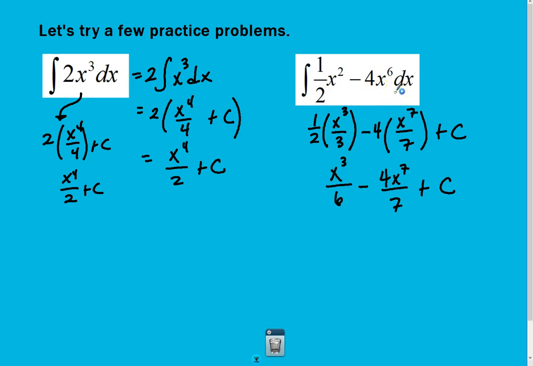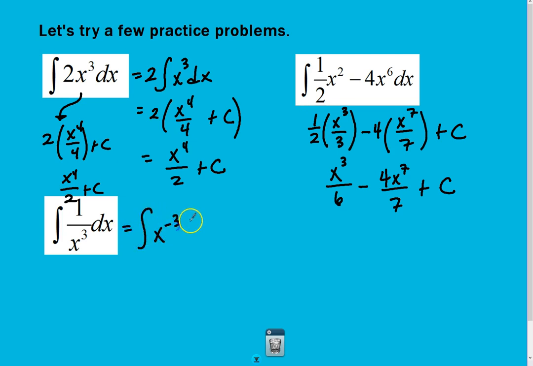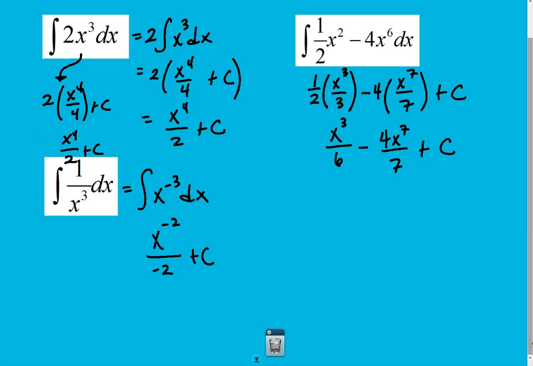Okay, we've got one more. Ooh, this is written in a weird format. I could rewrite this as the integral of x to the negative 3 dx. Now, if it's written in this format, I can still use my reverse power rule. So x to the negative 3 plus 1, so negative 2, over negative 2, plus c. You are allowed to leave your answer just like that, or if you wanted to, you could write this as negative 1 over 2x squared plus c. Either one of these answers is perfectly fine. I will take either one. I don't have a set rule as to which one you have to follow.